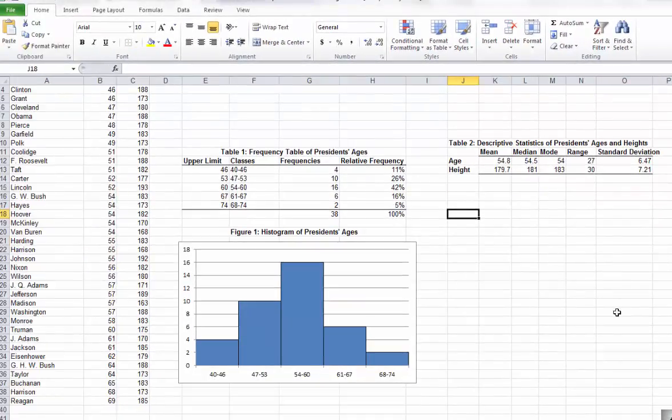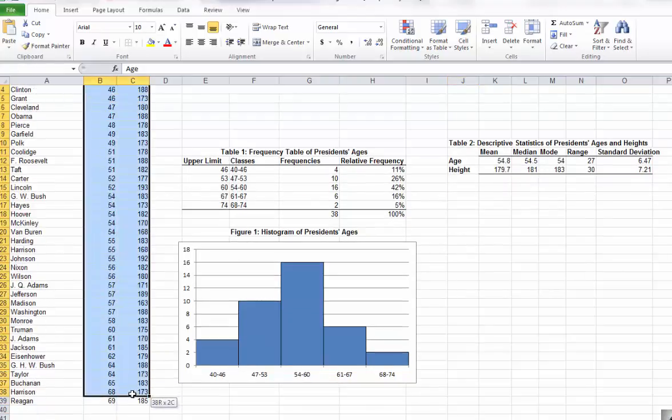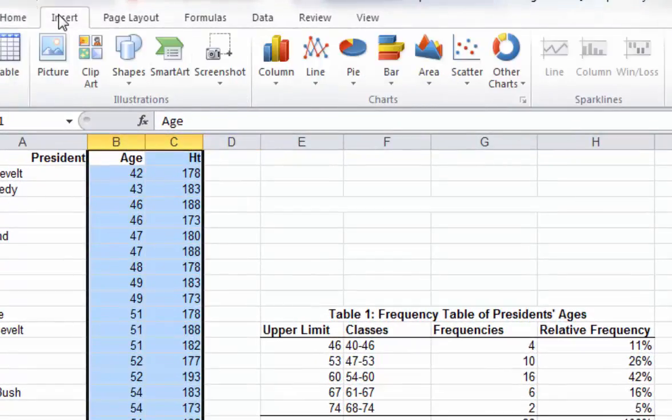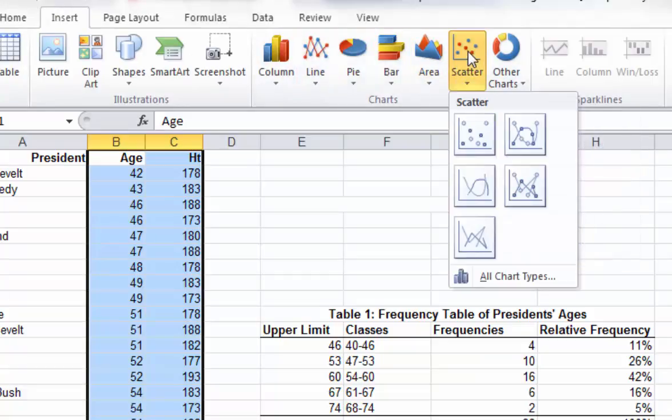Age and height. So in order to do this, of course, we're going to highlight both age and height. And because this is a chart, a scatter plot is a kind of chart. There are many examples in your book. We're going to go to the Insert tab, and then we're going to look in all the different charts possible. And we see right here, there's one called Scatter. We just want the plain scatter chart. So we'll click here on the first one.